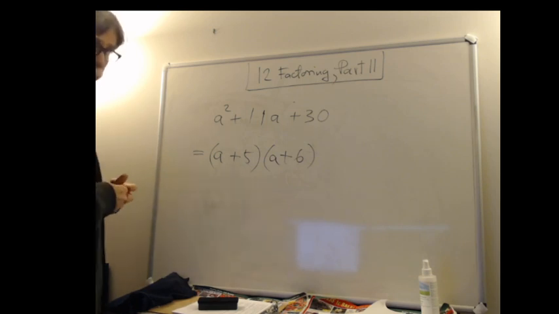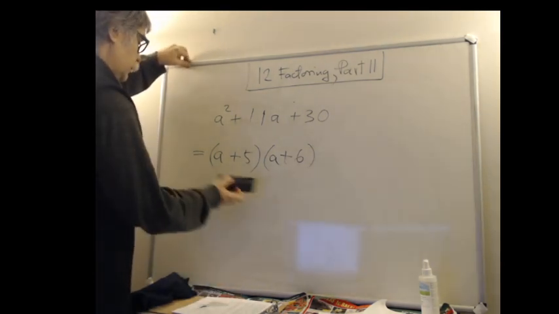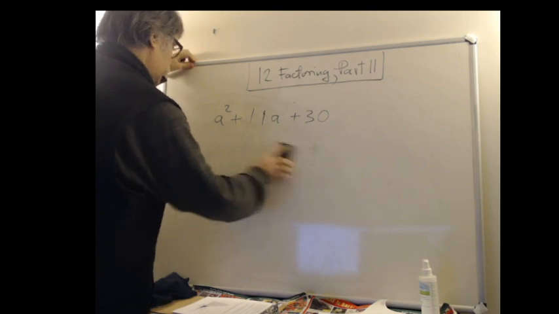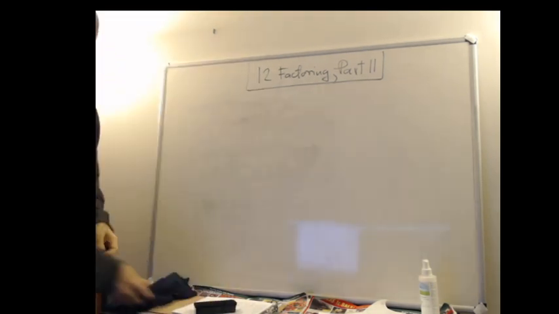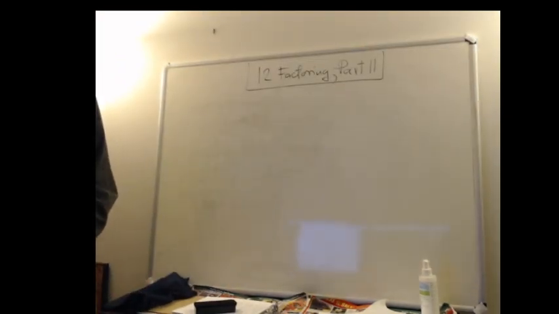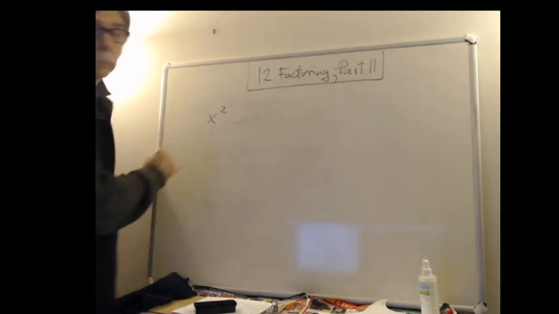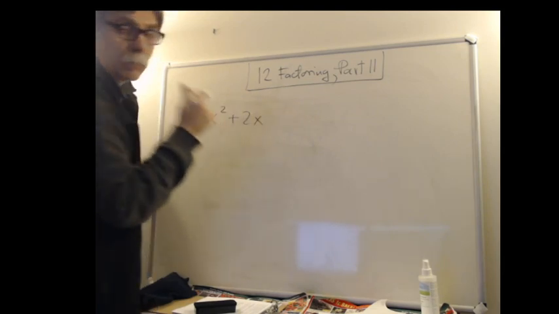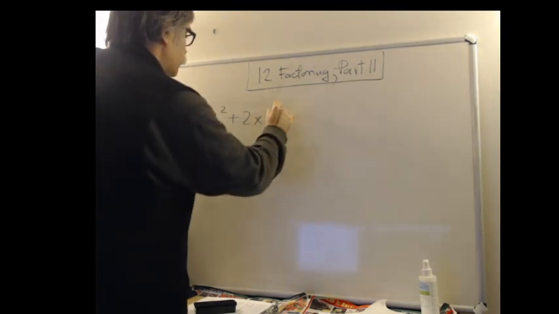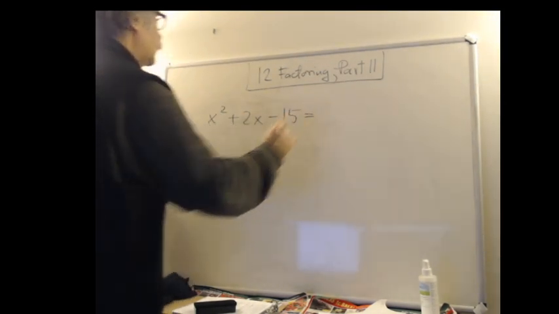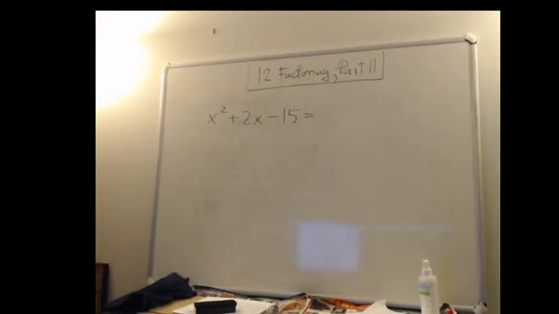You might have a problem when you get something negative. You have to be a little bit careful about it. So I have an example when I have something negative, like this. Okay. Now what I have here is again something that is a result of a FOIL. So I'm going to be reversing the FOIL here.